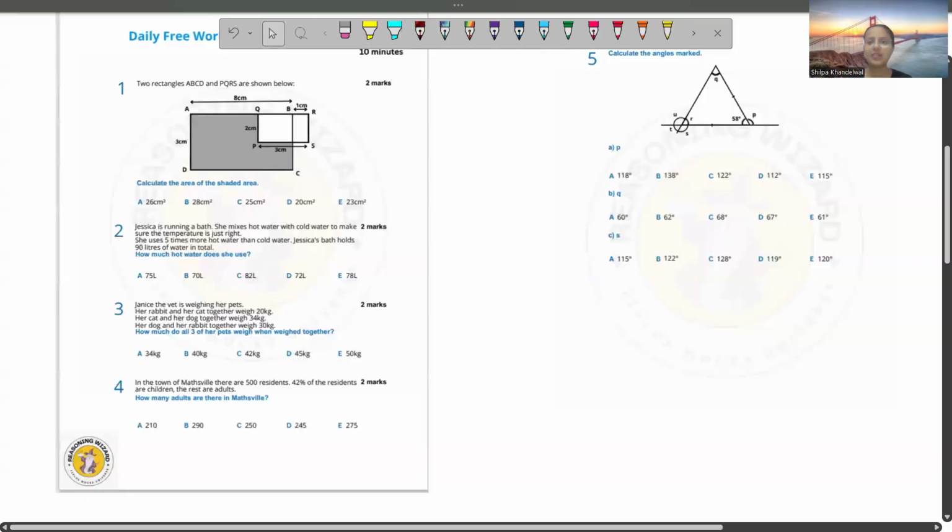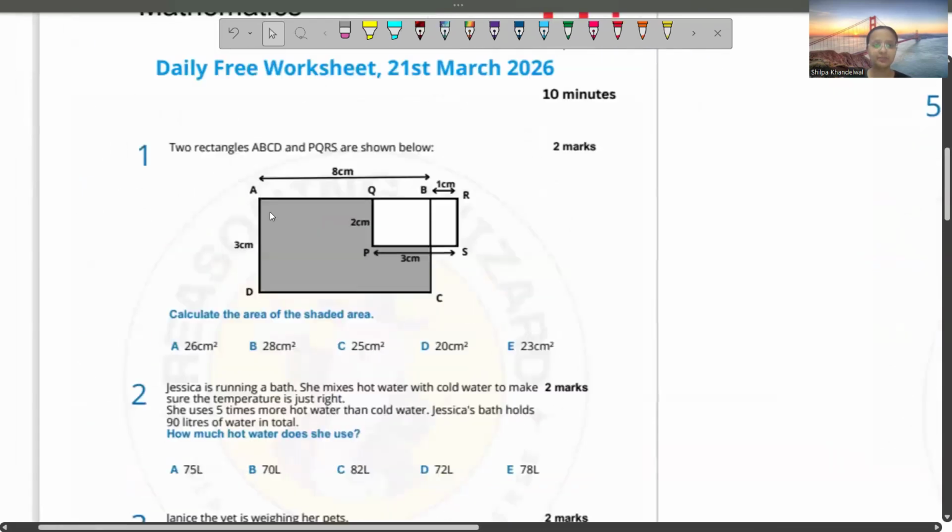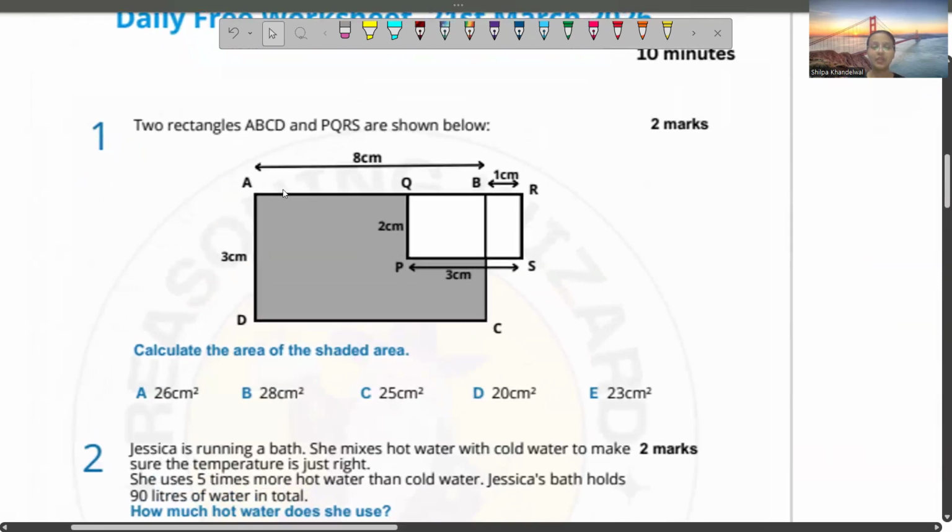So let's just begin. I'm sharing my screen. Just give me a minute. As you can clearly see, we have 5 questions in total, and today we are going to solve them. So let's start with the very first question, which is here.